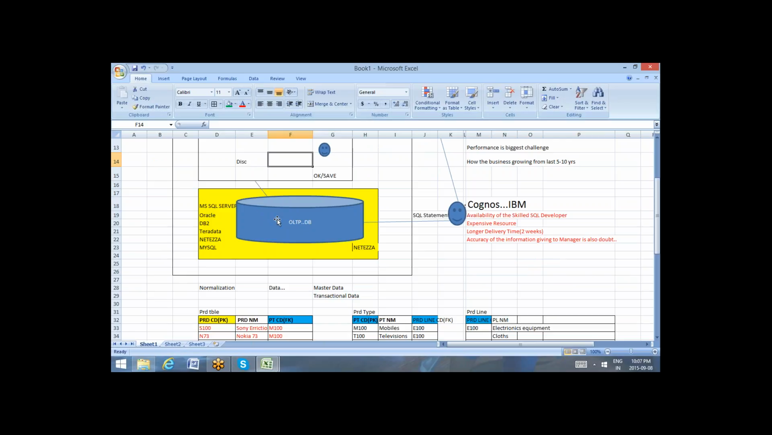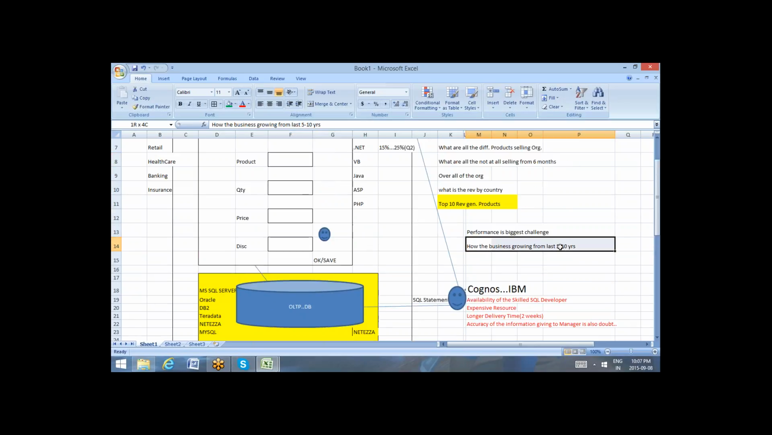Periodically, the DBAs are going to take backups of this database. But if you are generating reports with only the latest information, you may not be able to support this kind of requirement.